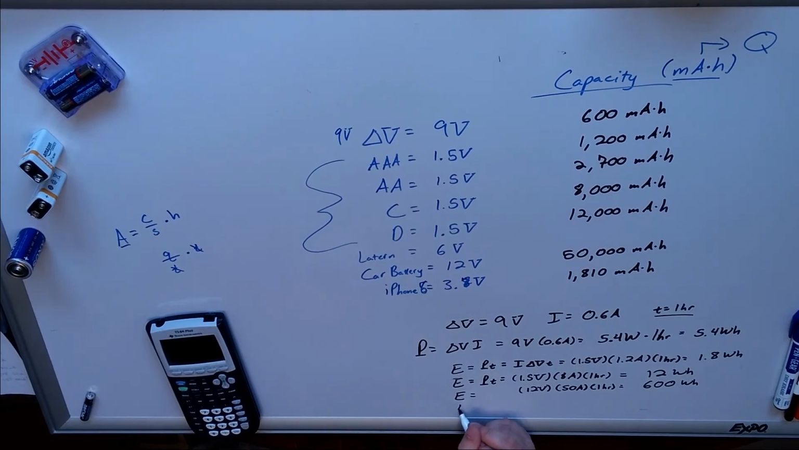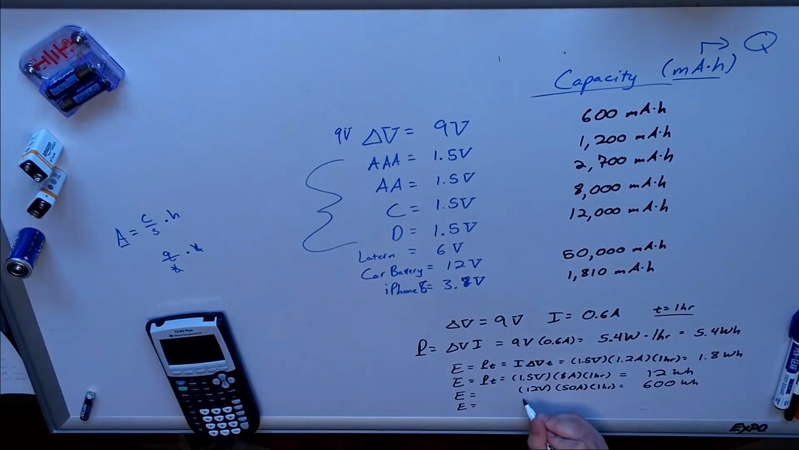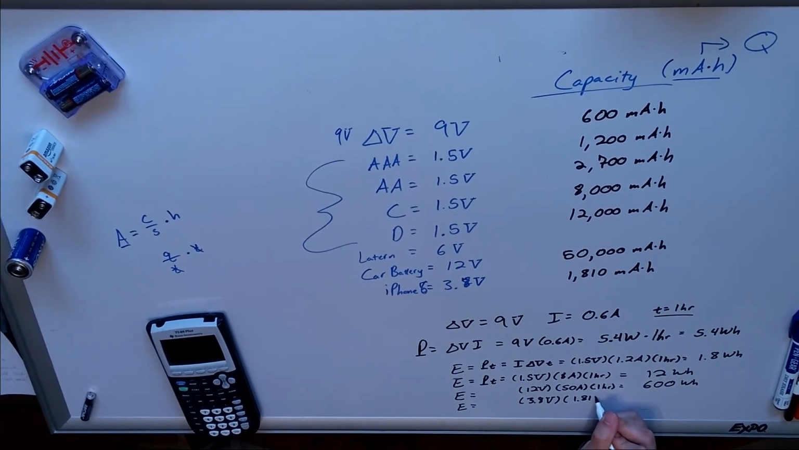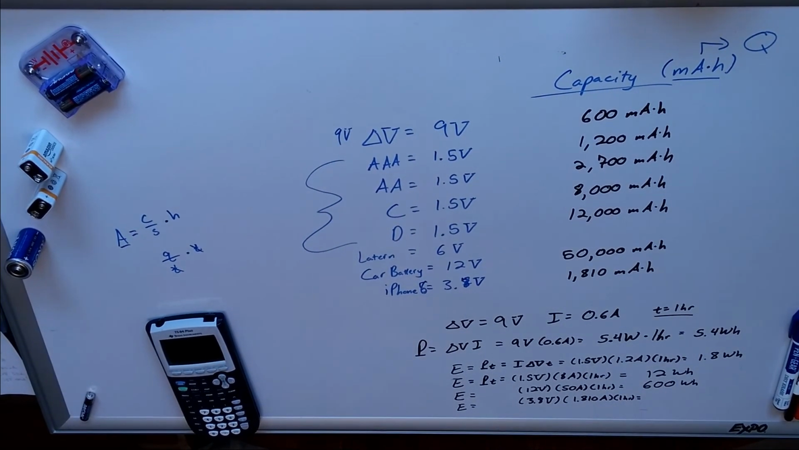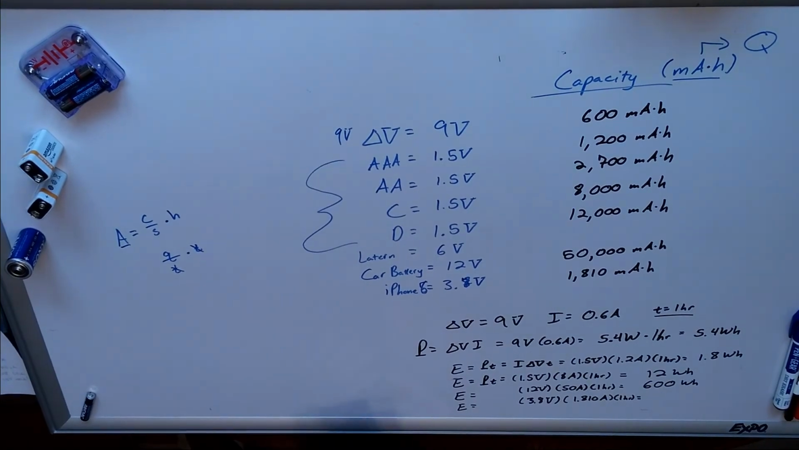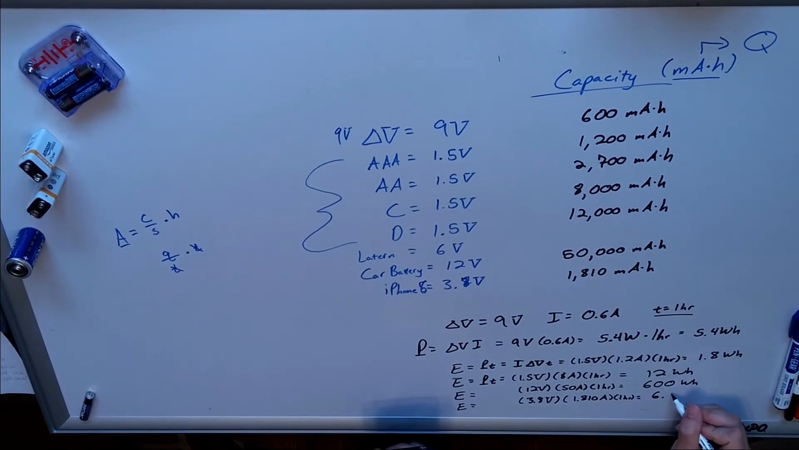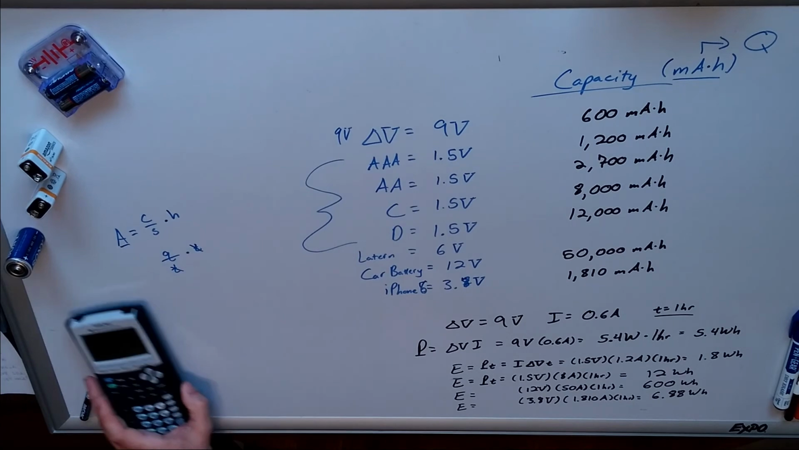And then finally, let's take a look at the iPhone. Okay, so that one was 3.8 volts times, we could go with 1.810 amp times 1 hour. This gives you an idea of the energy content of your cell phone battery if you have an iPhone 6, although many of them are going to be pretty comparable to this, at least a pretty good estimate. That gives us 6.88 watt hours. A bit more than the 9-volt battery, all things considered.